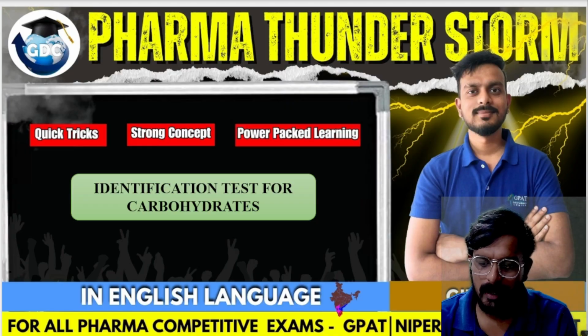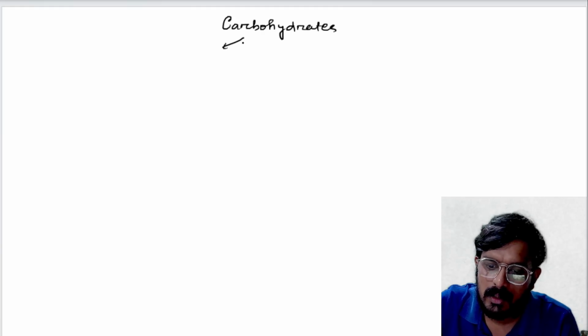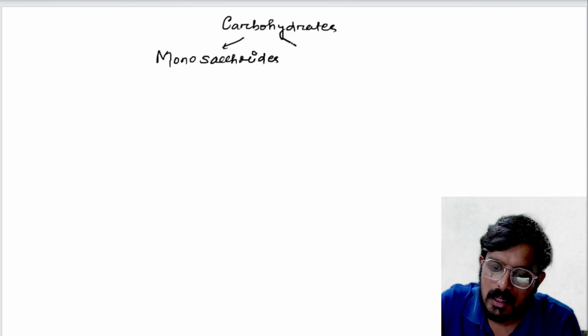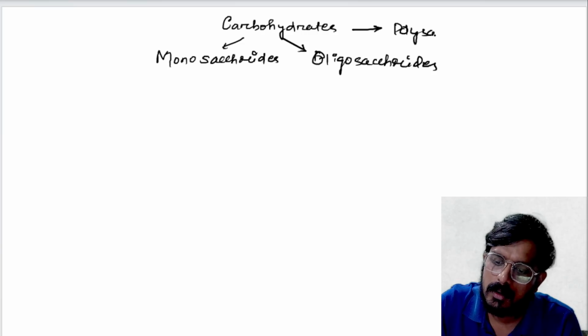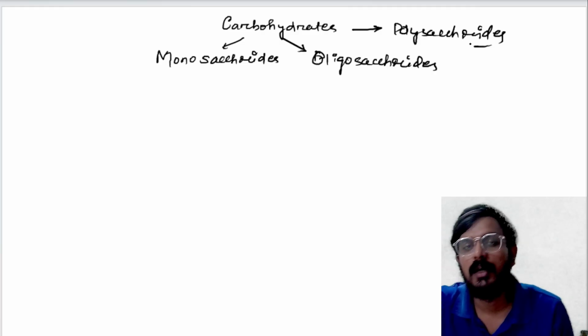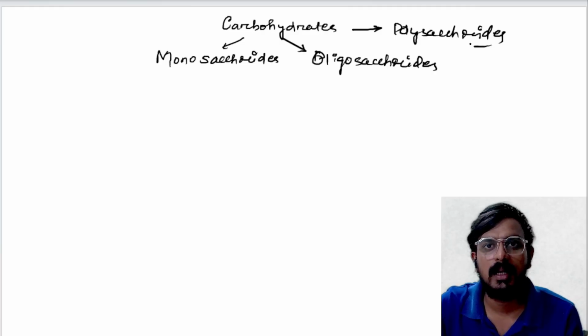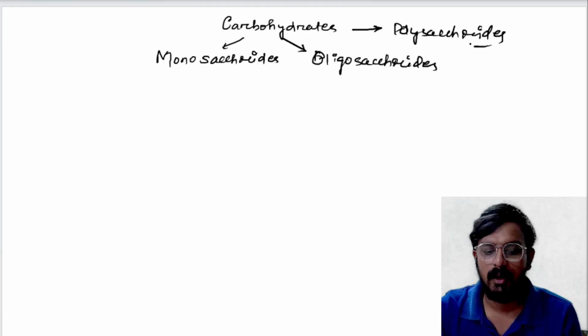So as you know, carbohydrates are broadly classified into three major classes. Last class we have discussed. First one is your monosaccharides. Second is your oligosaccharide and your polysaccharide. Monosaccharides consist of single sugar units. Oligosaccharides are again of two types, either disaccharide or trisaccharide. Polysaccharides are again two types, homopolysaccharide or heteropolysaccharide.